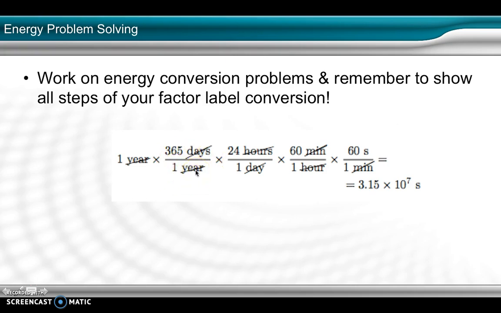So when we're doing these problems, make sure you're showing this factor label conversion. Good luck, and keep physicsing.